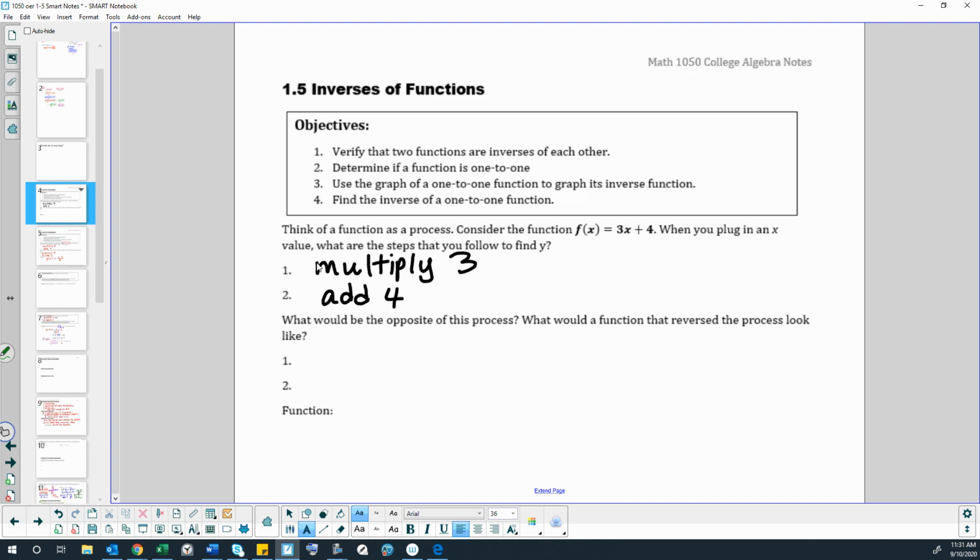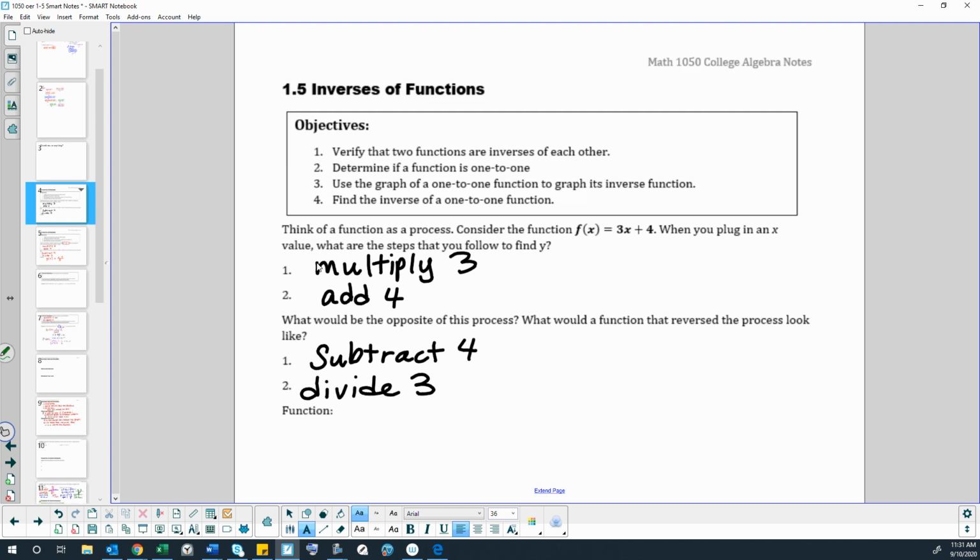Okay, what would be the opposite of that process? Yes, but because we're doing the opposite, we're actually going in the opposite order. So we subtract 4 first, and then divide by 3. Would that be the opposite? What that would do for us is allow us to take the y value that we get out and go backwards to find the x value that we started with, right? Does that make it a fraction? It might likely make it a fraction.